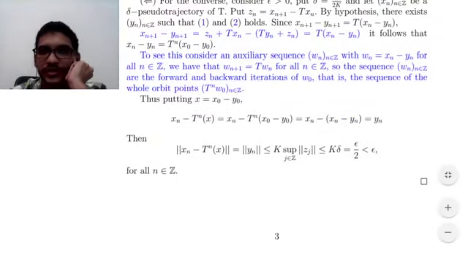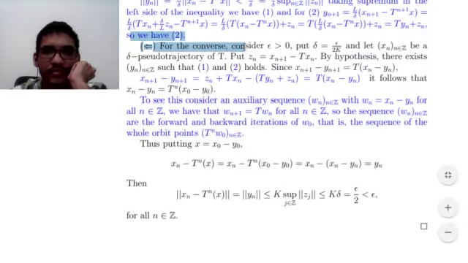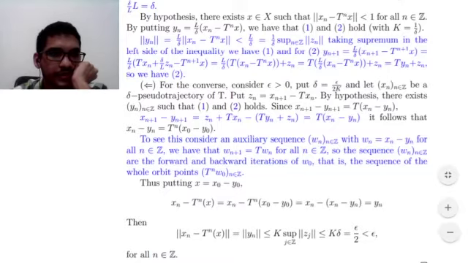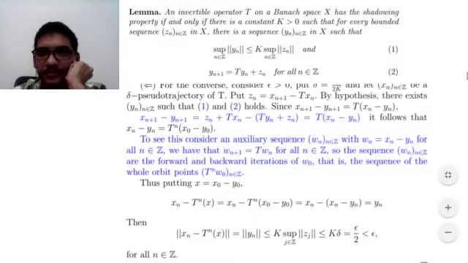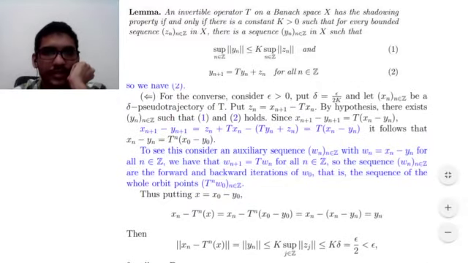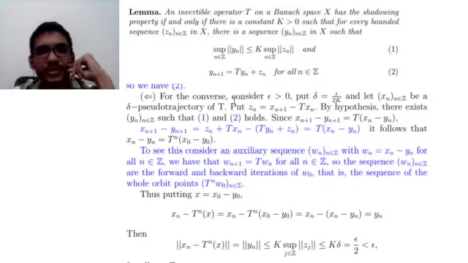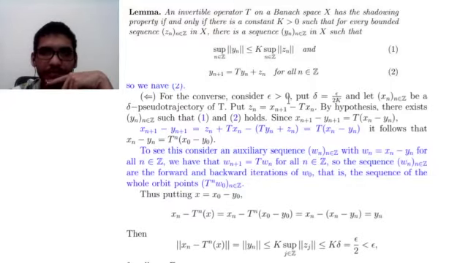Here is the lemma and the converse. For the converse, consider epsilon greater than 0 and put delta equal to epsilon over 2k, and let a sequence x_n be a delta pseudo trajectory of T.